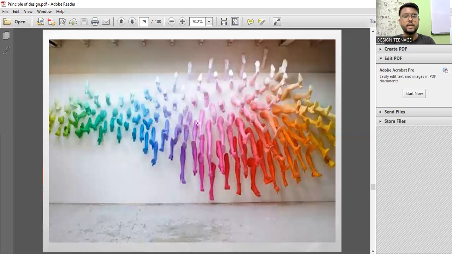If this decoration is there in a mall at the entrance itself, what will happen to the people? They will first look at it, right or wrong? Yeah, they will first look at it. It attracts the people's attention. So what it is being highlighted, hence it is being what? What is the name of the principle? It is being emphasized? Yeah, emphasized. The emphasis is present over there.